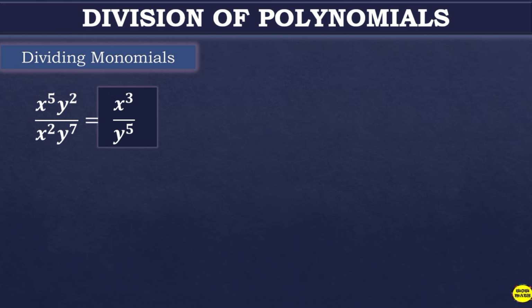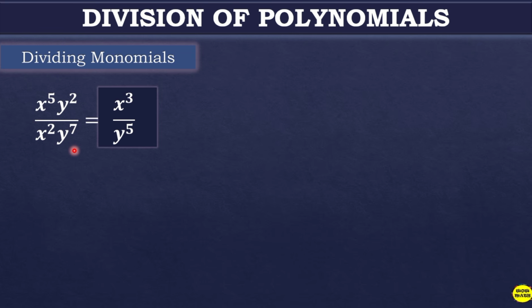Okay, so, we have x raised to 3 over y raised to 5. Kasi 5 minus 2, this is 3. And then 7 minus 2, this is 5. So, kung nasan po yung mas mataas na exponent, doon po natin ilalagay yung sagot. Nasa taas siya, ito, 7 minus 2, edi y raised to 5, sa baba ko nilagay kasi mas mataas yung 7.